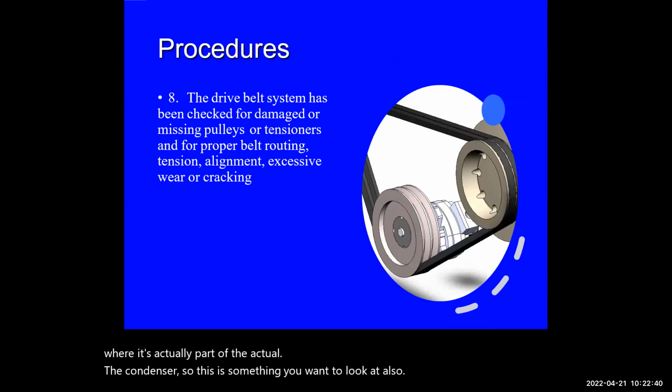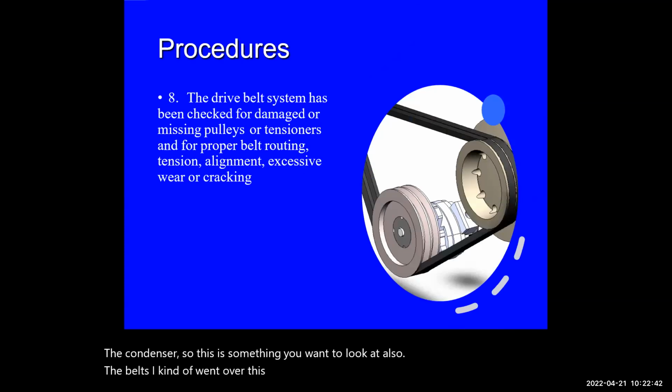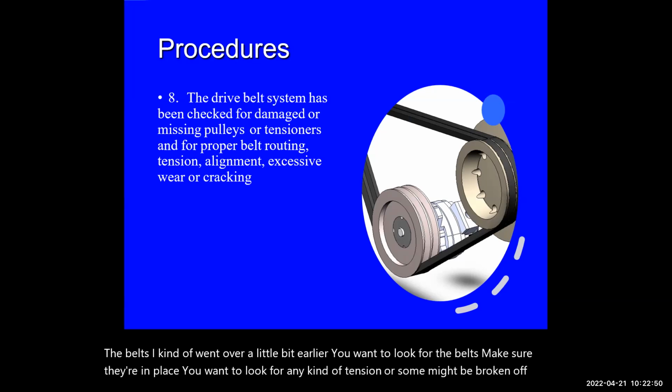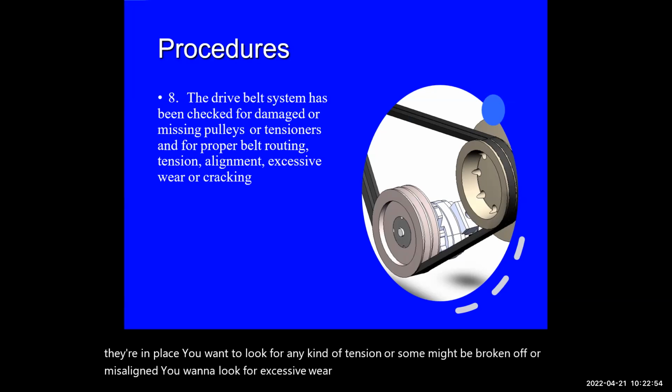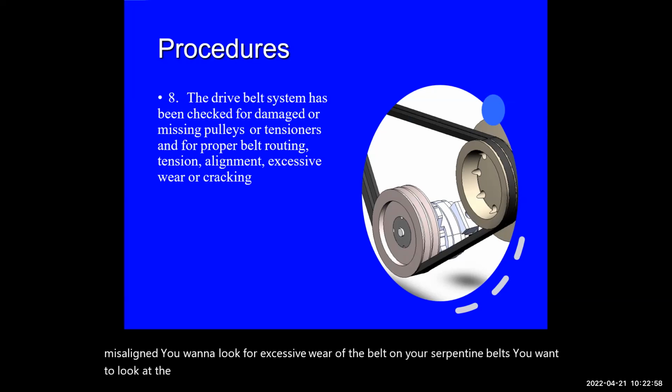The belts, I kind of went over this a little bit earlier. You want to look for the belts, make sure they're in place. You want to look for any kind of tensioners that might be broken off or misaligned. You want to look for excessive wear of the belt. On your serpentine belts, you want to look at the cracking of the actual belt itself. If it's an old conventional V belt type, you want to look to see if there's any pieces. Either belt, you want to look for pieces missing.